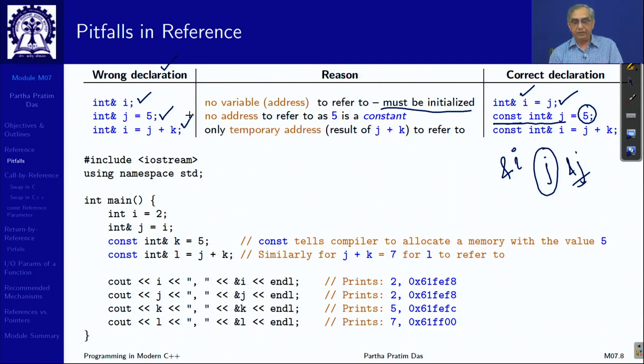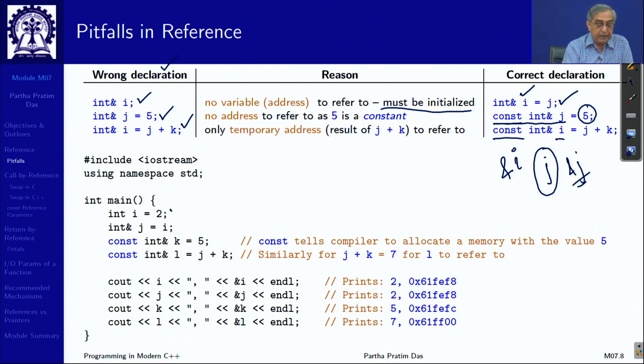So, I cannot have a reference to that, but if I make it const, then the compiler will actually allocate an address where j plus k is computed, and then the value of j plus k will be stored there. So, if j and k change, that value will not change, and I will become an alias to that value, the expression j plus k. So, these are some of the basic pitfalls.